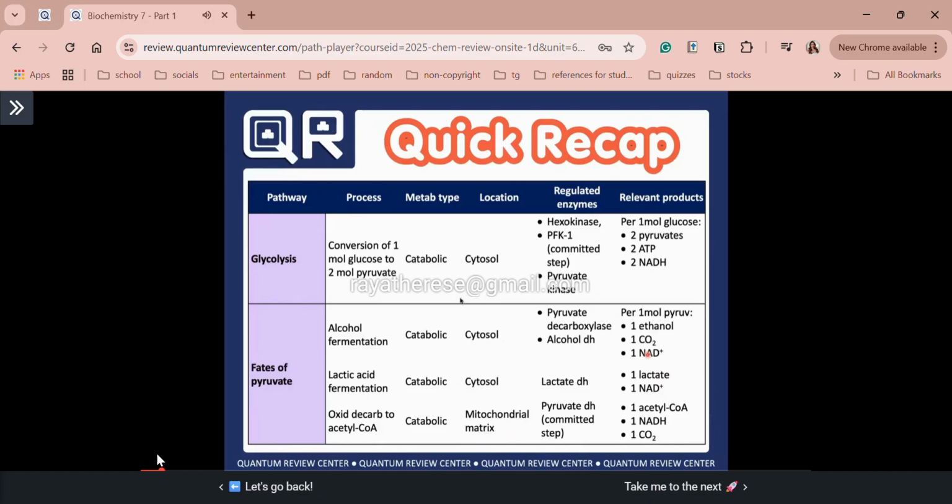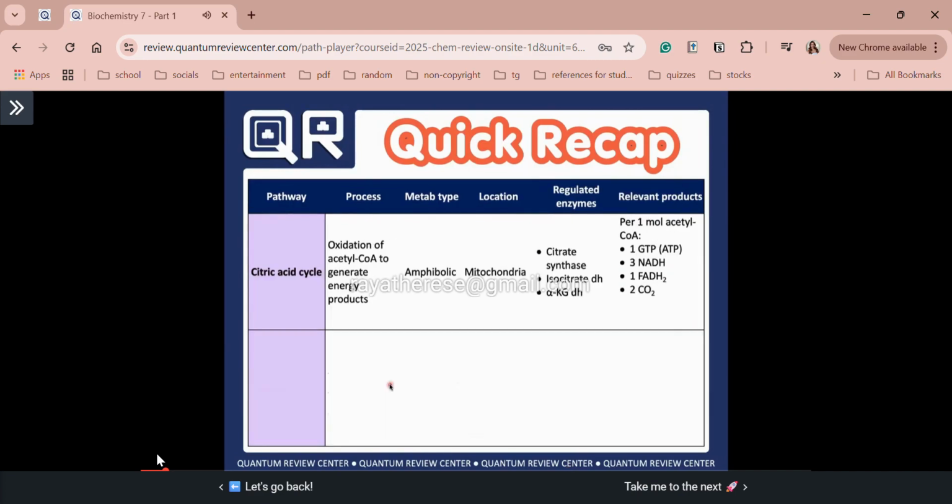For alcohol fermentation, products are 1:1: 1 ethanol, 1 carbon dioxide, and 1 NAD+. Class, I would like to clarify that in our fermentation process, both alcohol and lactic acid, we regenerate NAD+. In lactic acid fermentation, 1 lactate is the key product. Lastly, for oxidative decarboxylation, the ratio is still 1:1: 1 acetyl-CoA, 1 NADH, and 1 carbon dioxide are the products of the oxidation of 1 mole pyruvate. So let's go to our third process in cellular respiration.